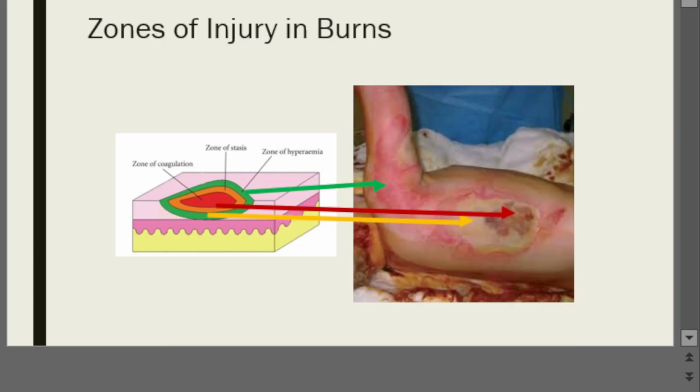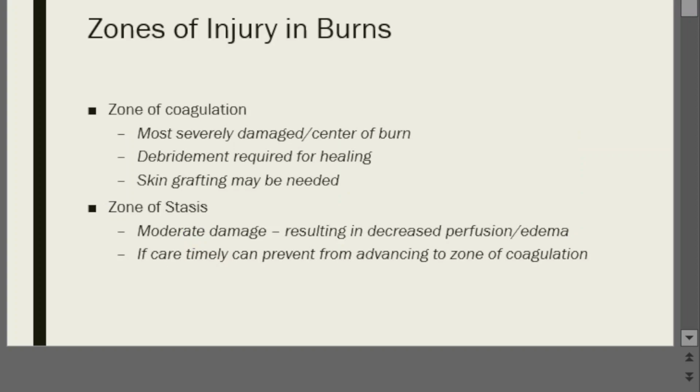Now we have our zones of injury within the burn. Our zone of coagulation is going to be this part that's shown in red. We'll talk about that a little bit more on this slide, with the red arrow. Our zone of stasis is shown in this yellow area, and then we have our zone of hyperemia, which is shown with the green arrow. Our zone of coagulation is our most severely damaged. Think of it as the epicenter of the burn. Debridement in this case is going to be required for healing, as well as potentially skin grafting.